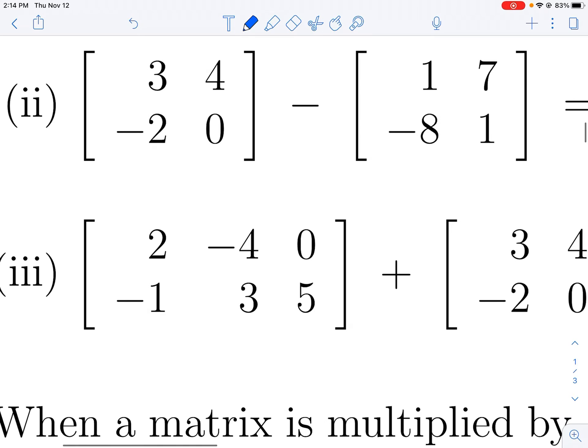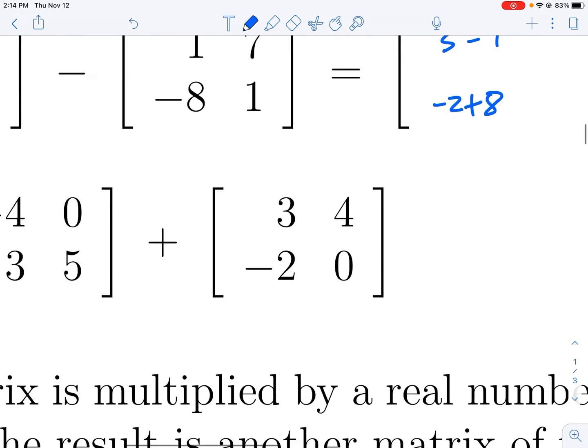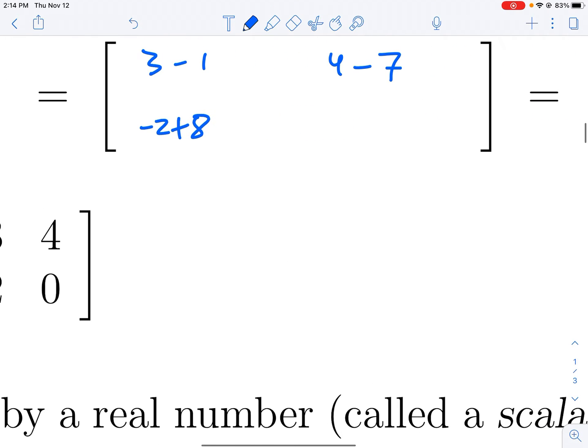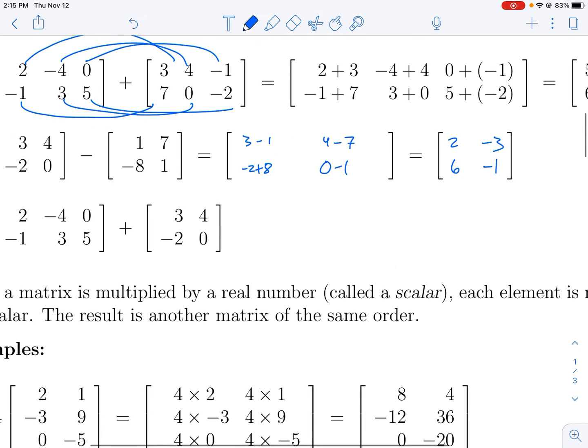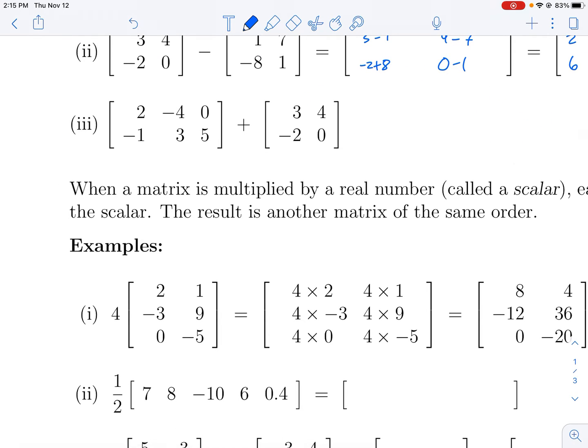Next row, I got -2 minus -8. Remember, when you minus a negative, it's the same thing as add a positive, so it's -2 plus 8. And my last one, 0 minus 1. Should be pretty quick to figure out. And then we'll get 6 and -1. So there you can add it up. I'm okay if you go straight from here to here. A lot of it's really just like adding 2 numbers together, subtracting 2 numbers, so it's pretty quick, pretty easy.